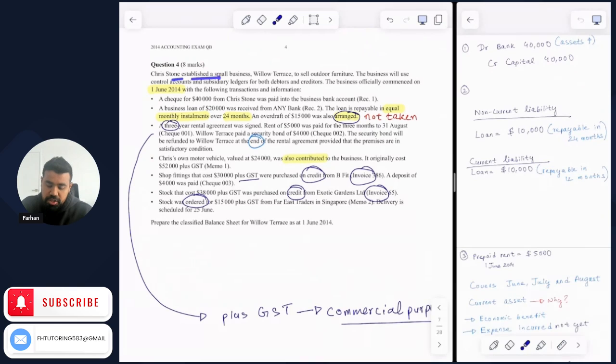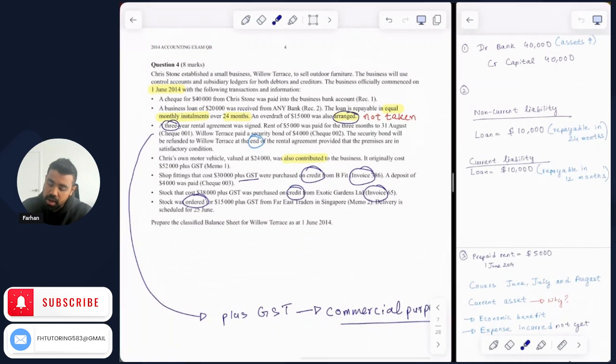Chris Stone established a small business, Willow Terrace, to sell outdoor furniture. The business will use control accounts and subsidiary ledgers for both debtors and creditors. The business officially commenced on 1 June 2014 with the following transactions and information. So here you can see we're given a list of transactions, and you are required to prepare the classified balance sheet for this new business on the first day of operations, which is 1 June 2014.